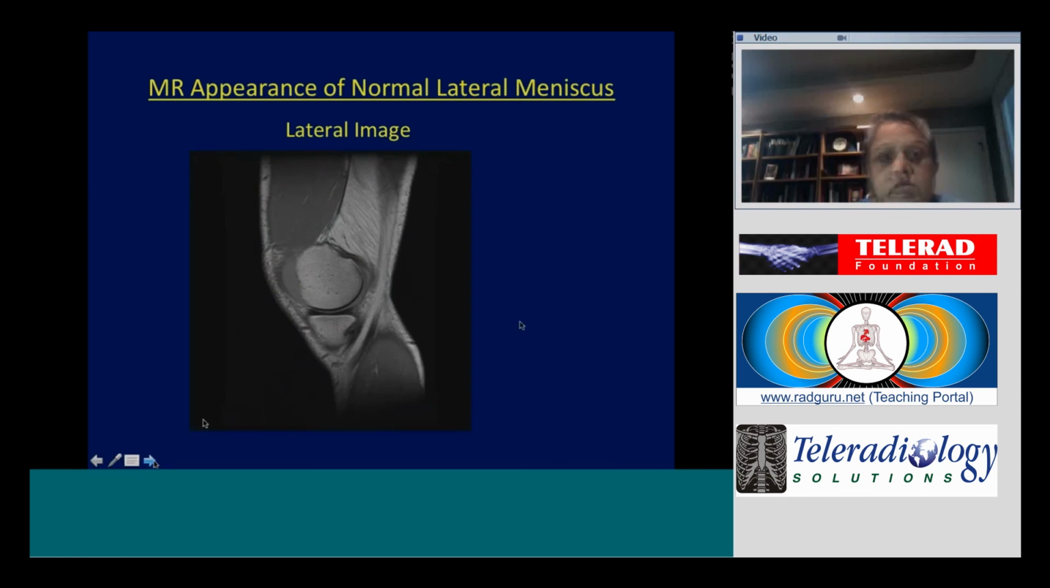What does a lateral meniscus look like normally? Here is a lateral image of the lateral meniscus showing you the classic bow tie appearance, dark areas which are triangular and joined by an isthmus in between.